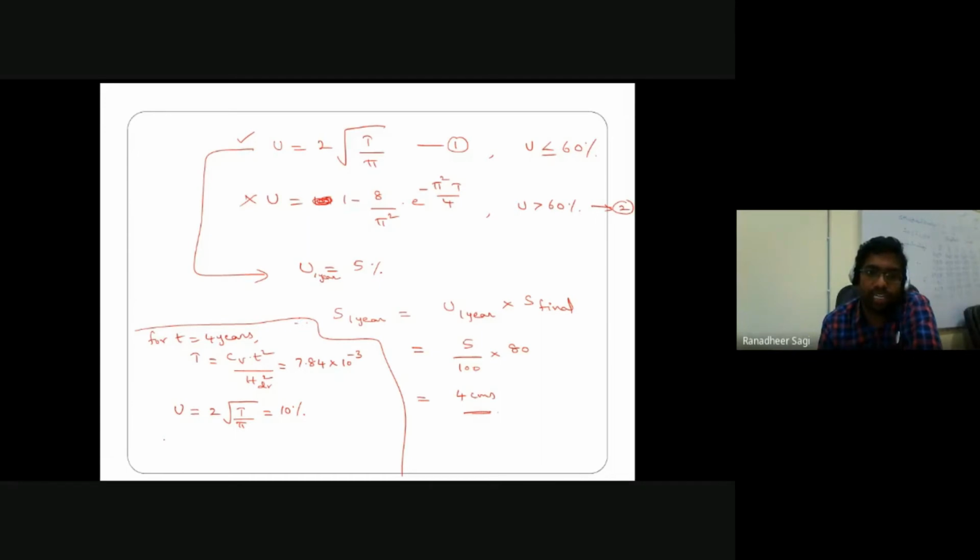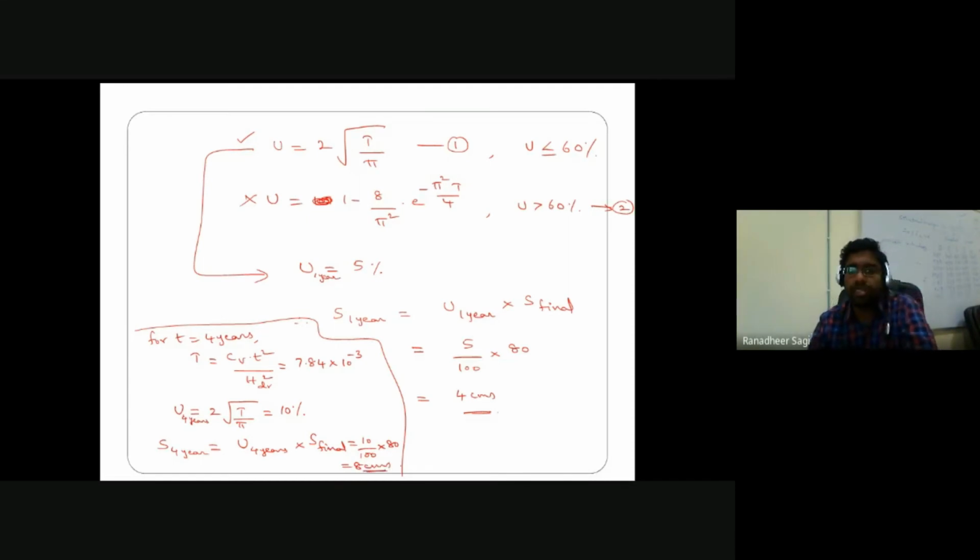So if I start writing down how much is my settlement after the 4th year. This U, what I have, is corresponding to 4 years. So the degree of consolidation you are coming at the end of 4 years is 10%. So the settlement happening in that particular soil at the end of the 4th year is nothing but the U value after 4 years into the final settlement. So final settlement is 80, U value is 10%, means 10 by 100 into 80, which comes out to be equal to 8 centimeters.